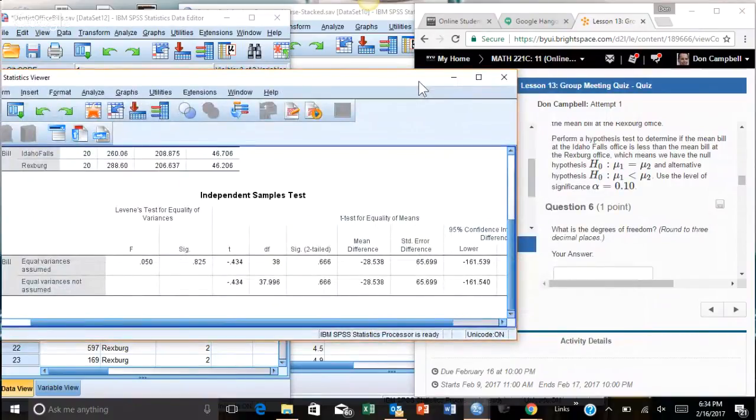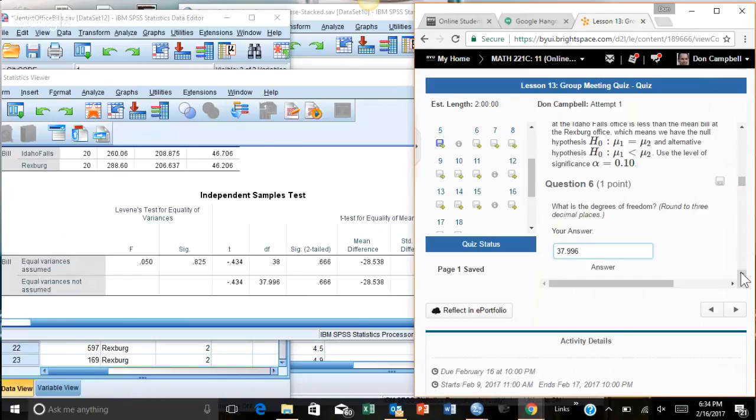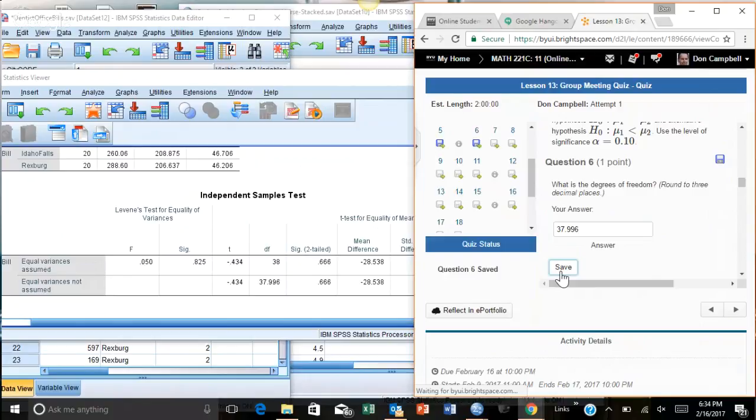So the question is, what is the degrees of freedom? The degrees of freedom is 37.996. I don't know if I'm remembering it correctly or if I'm just mixing stuff up, but something tells me that's not how you get degrees of freedom. That's where you get it. You get it off the test.